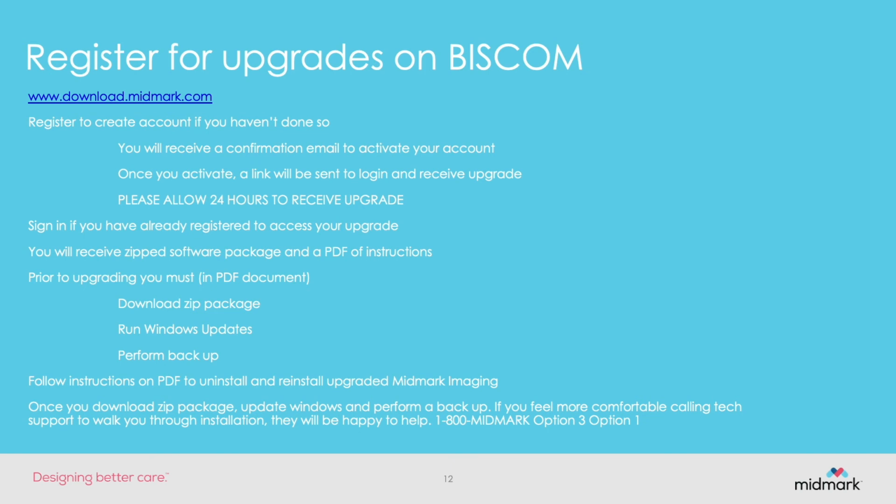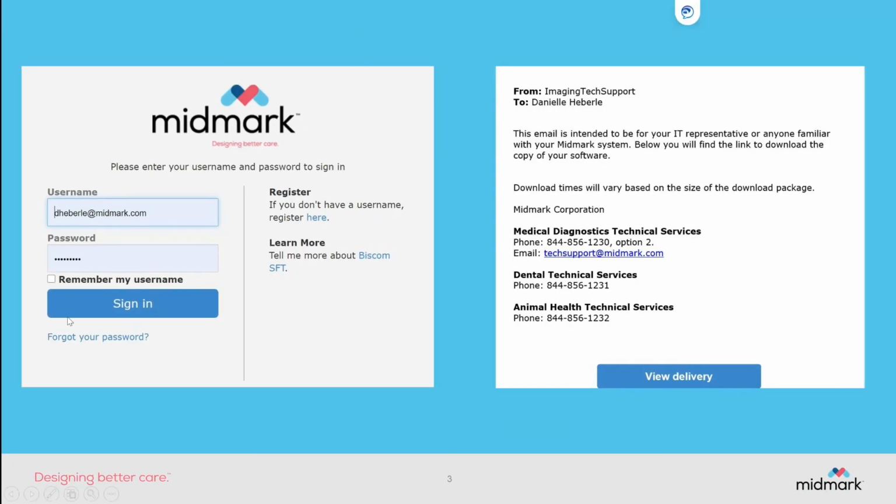You need to register for your upgrades on our DICOM website. To access that, you're going to go to www.download.midmark.com. Here you can register to create an account if you haven't already done so. Over here on the left, when you go to download.midmark.com, this is what will come up. Here you can either register if you don't have a username and account, or you can sign in if you've already registered.